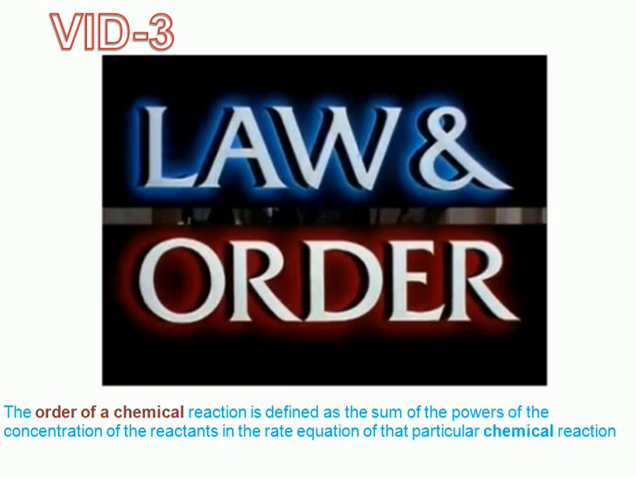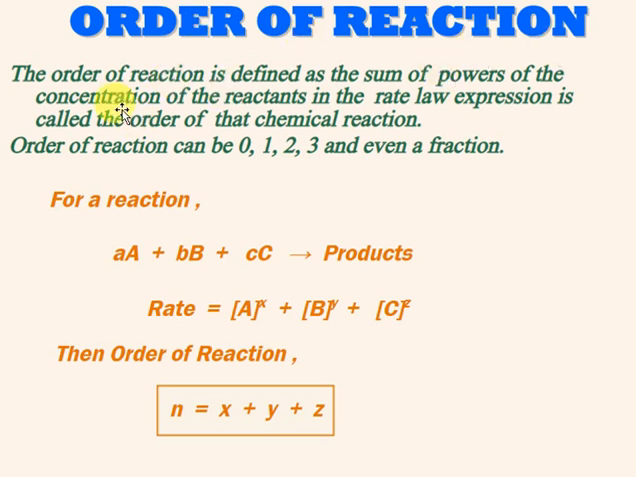So remember, the definition is very clear here. Consider the order. What is the order of reaction? The order of reaction is defined as the sum of the powers of the concentration terms of the reactants in the rate law expression only. It's called the order of reaction. The order may be 0, 1, 2, 3, even a fraction also. It's very, very important. The order may be 0, 1, 2, 3, even a fraction also.